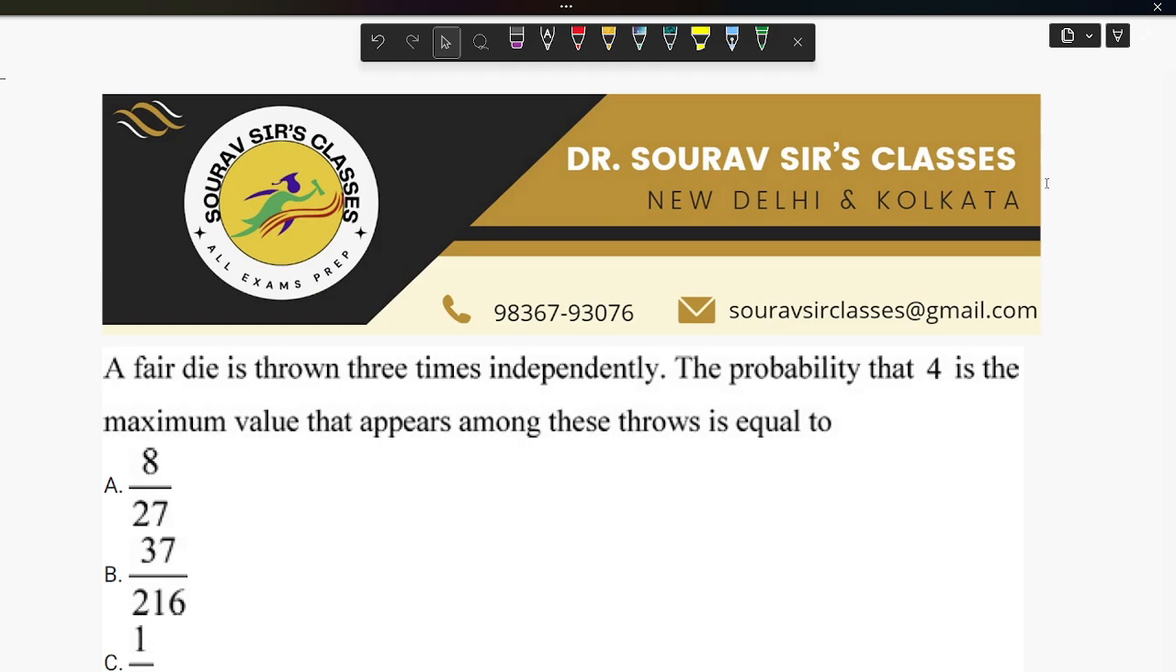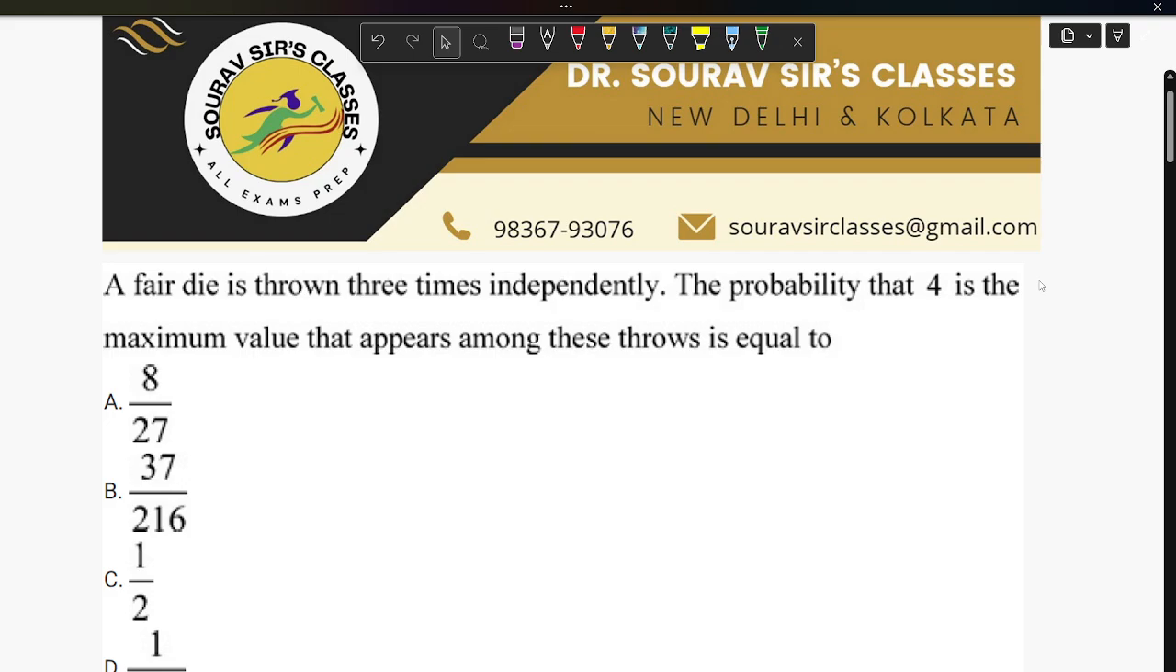Okay. So now we are going to solve a problem which appeared in the IIT JAM Mathematical Statistics question paper, and the question is telling us that a fair die is thrown 3 times independently. The probability that 4 is the maximum value that appears among these throws is equal to. There are 4 options here, which are 8 by 27, 37 by 216, 1 by 2, and 1 by 216. So let us see what can be done with this.